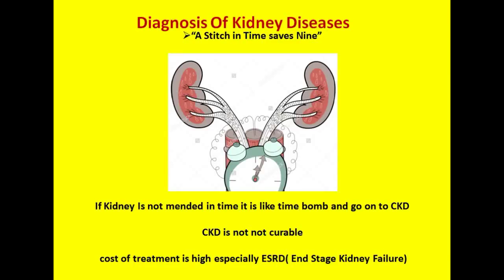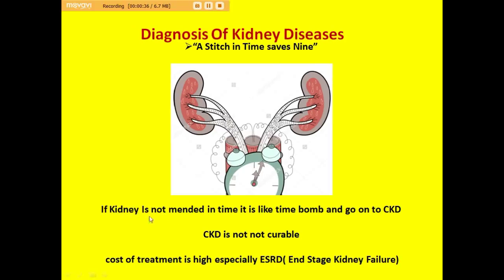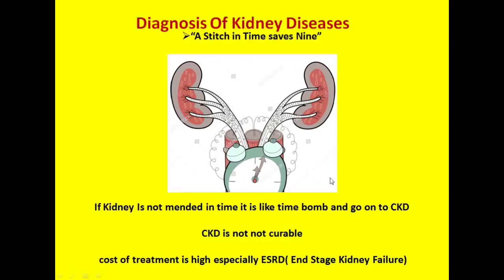In this chapter 3, let us see how we diagnose kidney diseases in a person. In this we would call it a stitch in time saves nine. If a kidney problem is not mended in time, it is definitely like a time bomb that can go on to CKD, and unfortunately CKD till today is not curable.